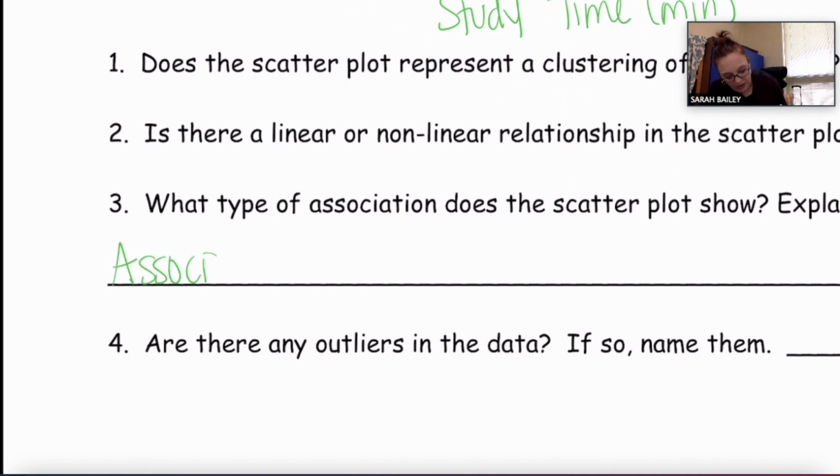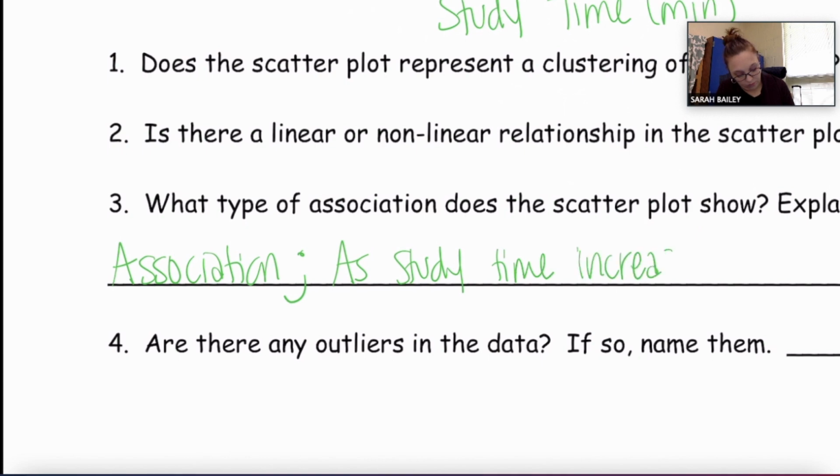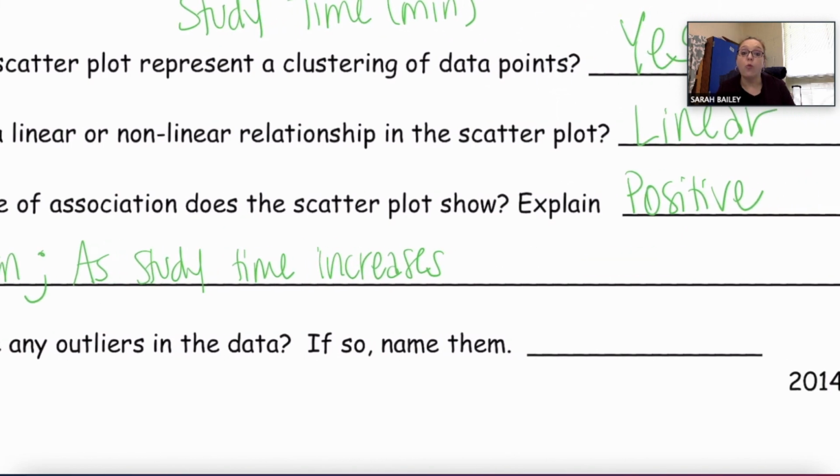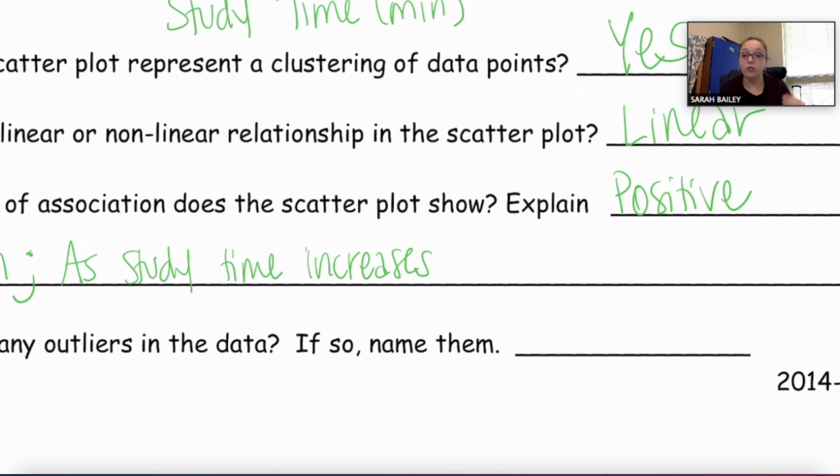And what does that mean? Well, a positive association means that as one thing increases, so does the other. As X increases, Y also increases. Well, the X was study time. So we'd say as study time increases, the Y-axis was test scores. So as study time increases, test scores increase.